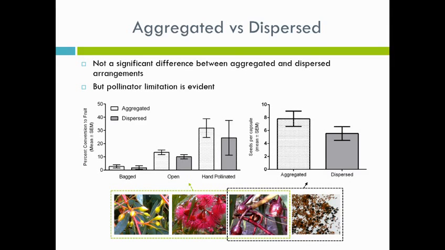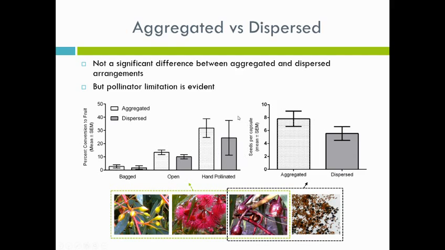So what I found was that there wasn't really a huge difference in the aggregated and dispersed individuals. This first graph is showing this part of the reproductive cycle, so how many of the buds are getting converted into fruit. And this second graph is looking at, okay, of that fruit that was formed, how many seeds are in those fruit. So at the open category, aggregated are doing slightly better than dispersed, but it was only about 5%, and they're only producing about 2 more seeds than the dispersed category on average.